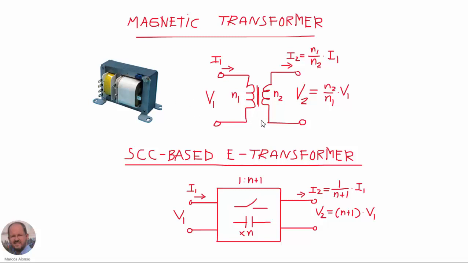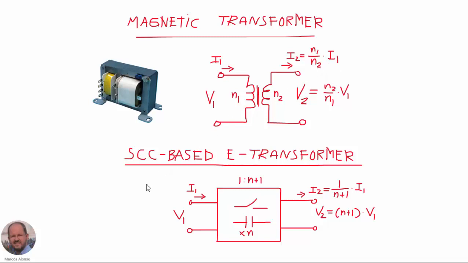We know very well how a transformer works. We have an input voltage V1 and output voltage V2, which is going to be equal to the ratio of the turns in the primary and the secondary, as shown in this expression here. And of course, because ideally the output power and the input power are going to be exactly the same, the current circulating here at the output is going to be this ratio N1 over N2 times I1. We know this very well.